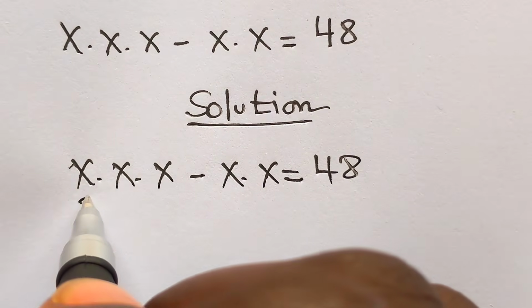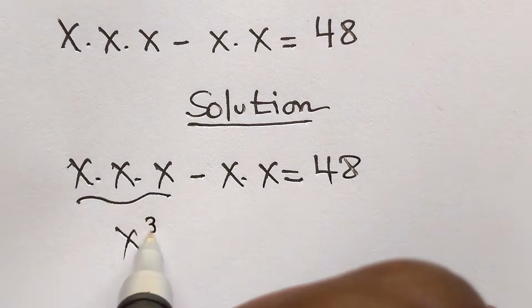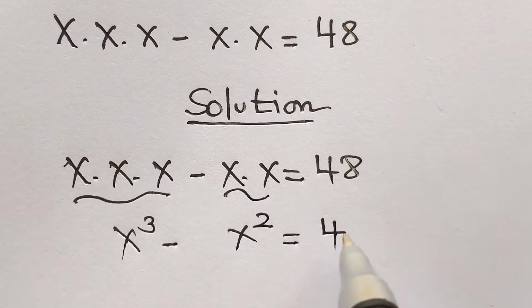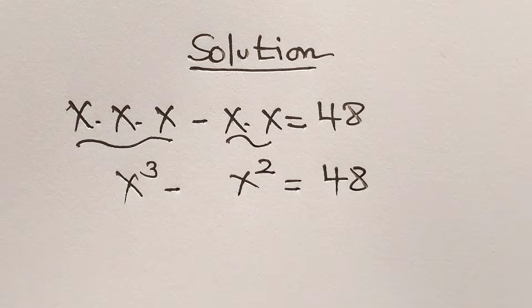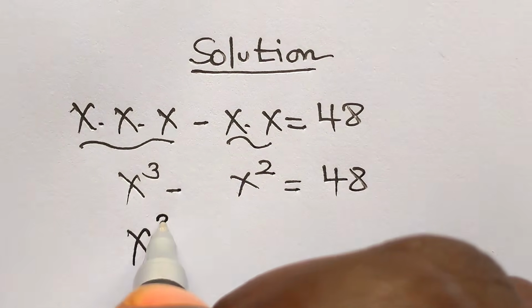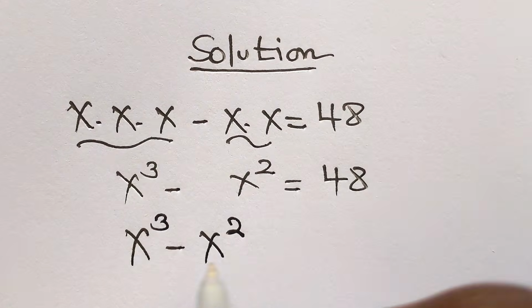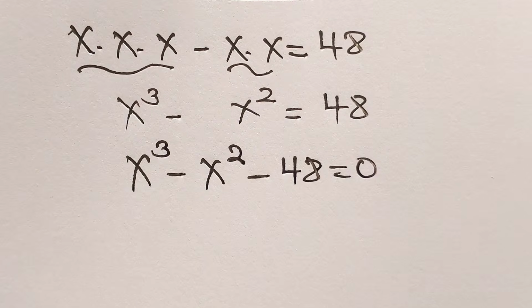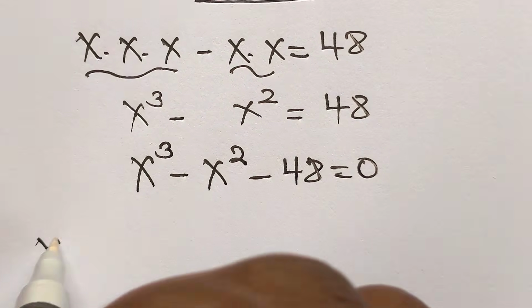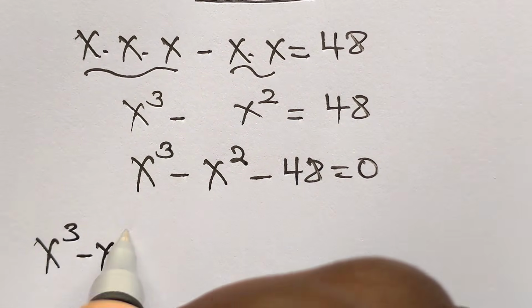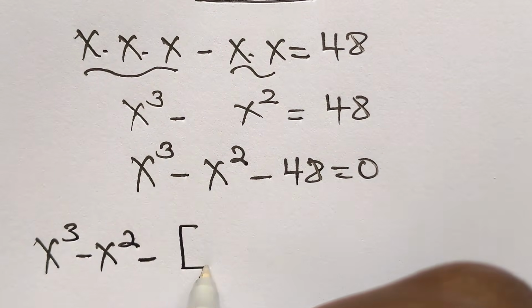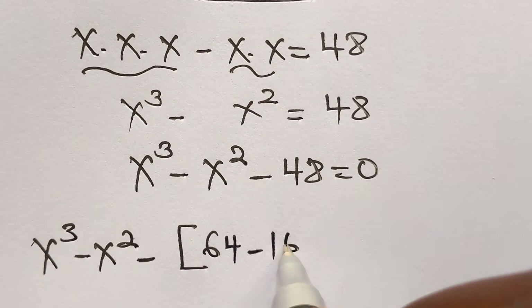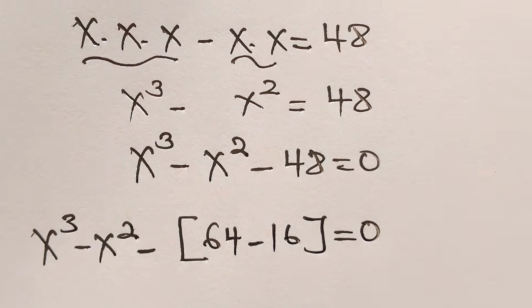You can write this in a simpler way as x power 3 minus x squared equals 48. By rearranging, x power 3 minus x squared minus 48 will be 0. At this stage we have x power 3 minus x squared, then minus this 48 can be replaced by 64 minus 16, which is equal to 0.